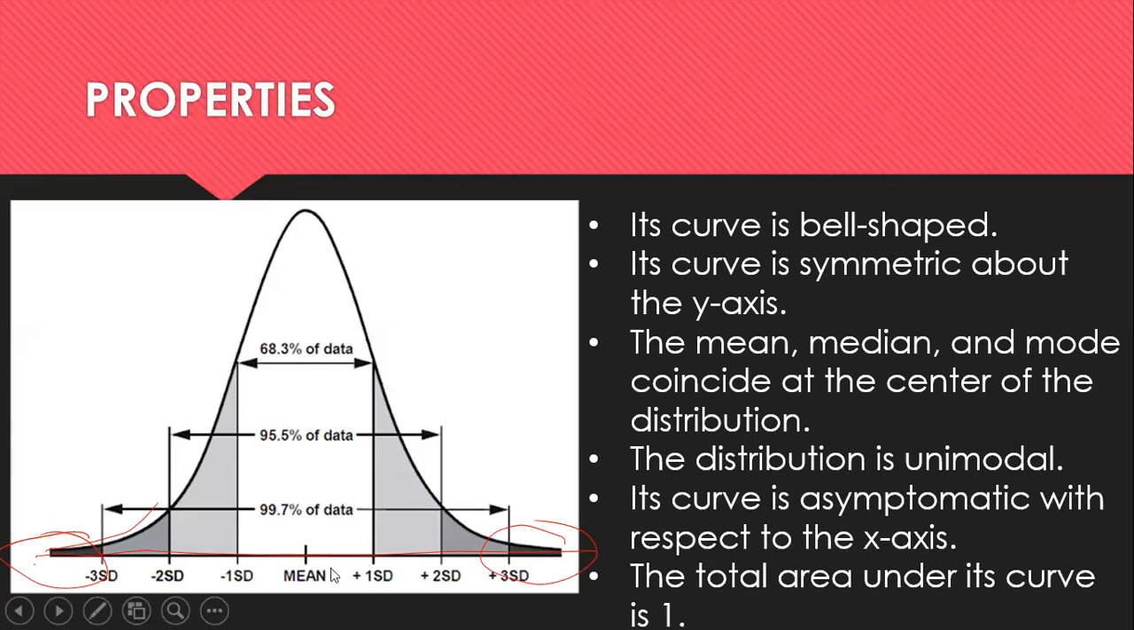Kapag ang area is 1 standard deviation from the mean, either from the left or from the right, you will have 68.3% na area of the data. Pero kapag 2 standard deviations from the left or from the right, there is 95.5% of data. Tapos pagka 3, that is 99.7% of data. That is the most common lang naman ng mga standard deviation. And this one is the constant thing whenever you are dealing with the normal curve, the normal distribution.